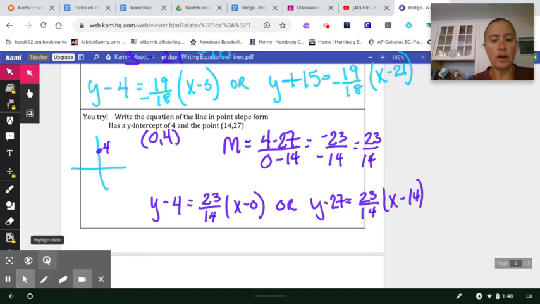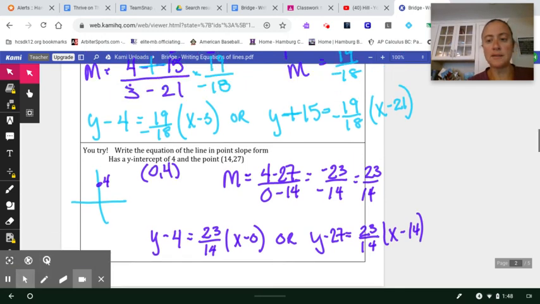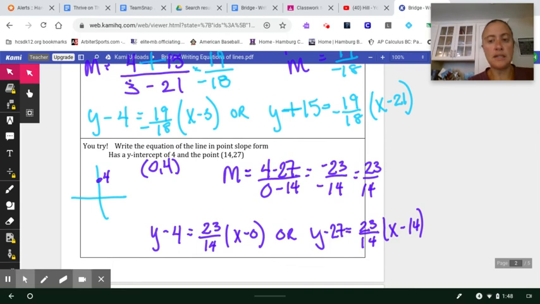So hopefully you can run through my work there. I had a slope of positive 23/14. I wrote the two equations of my lines, and hopefully we're good to go there.